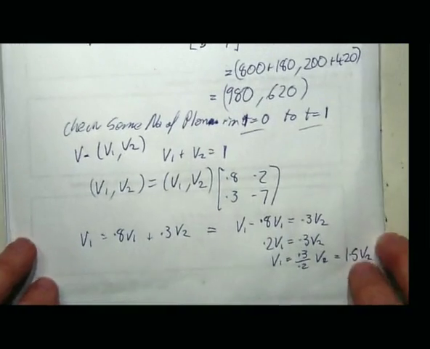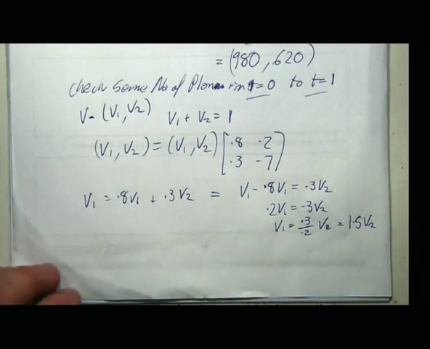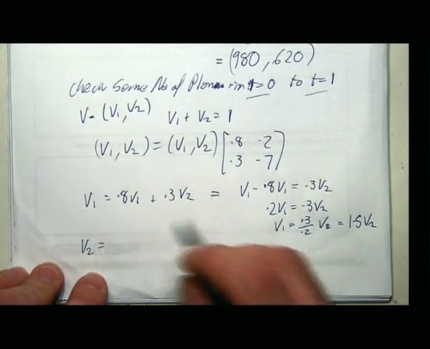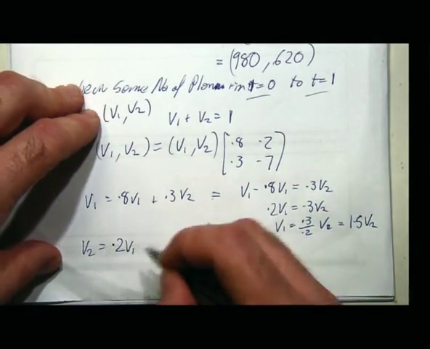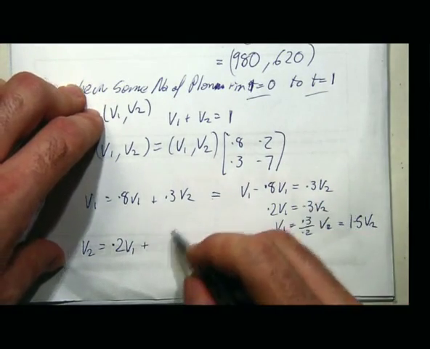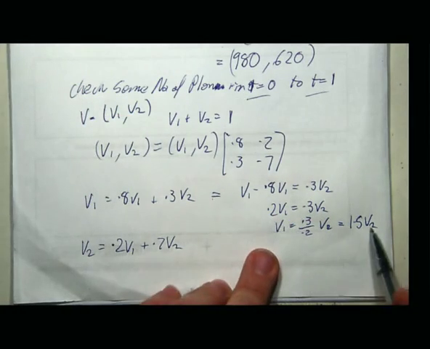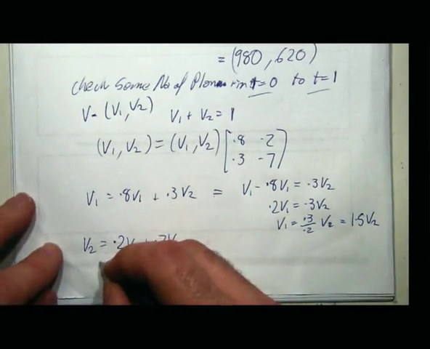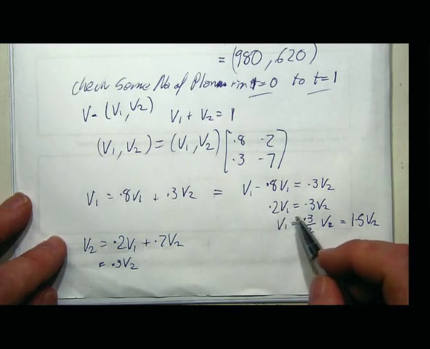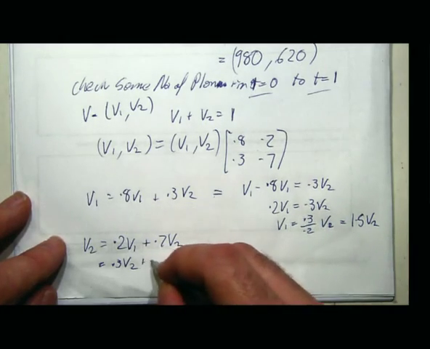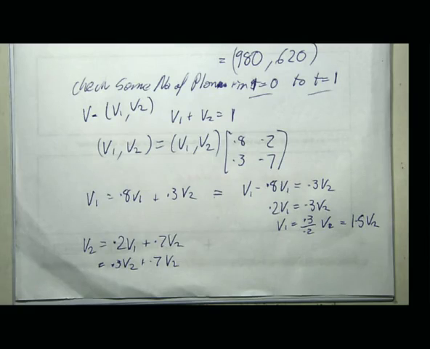Oh, sorry. Really sorry about that. That's the end of the page. This second component, V2, is going to be equal to 0.2 V1 plus 0.7 V2. So what I'm going to do is V1 is 1.5 V2, and so this is going to be 0.3 V2. Conveniently, I've got 0.2 V1 here, is equal to 0.3 V2, so I'm going to go plus 0.7 V2. Damn, wrong way. What did I just do?